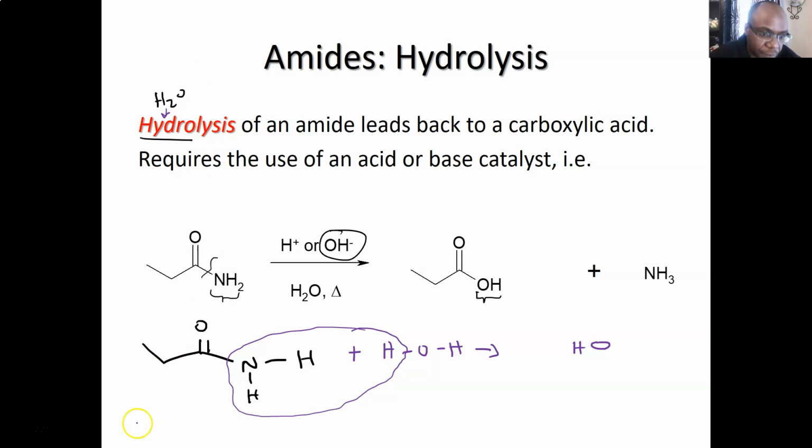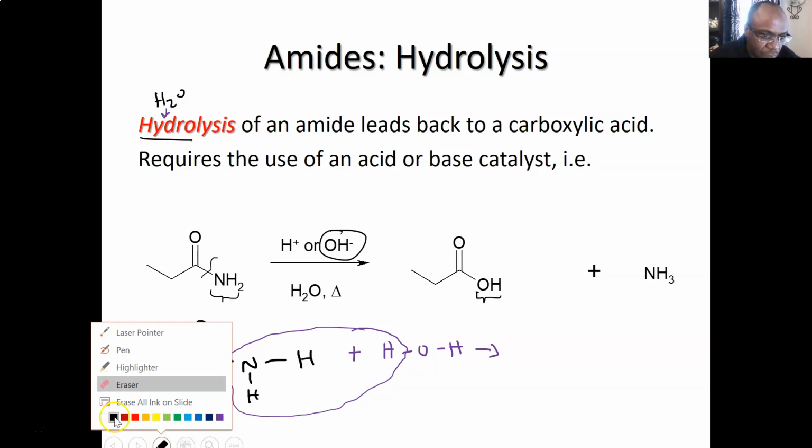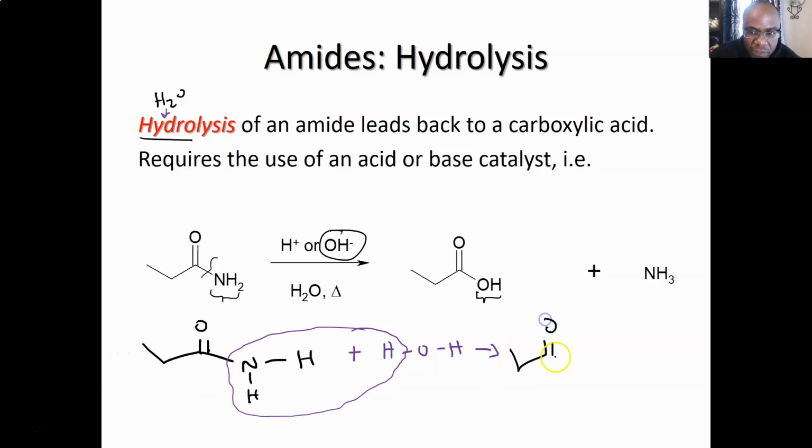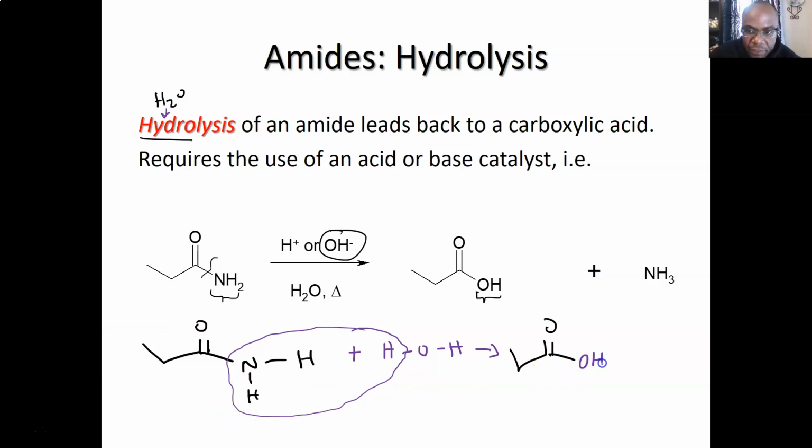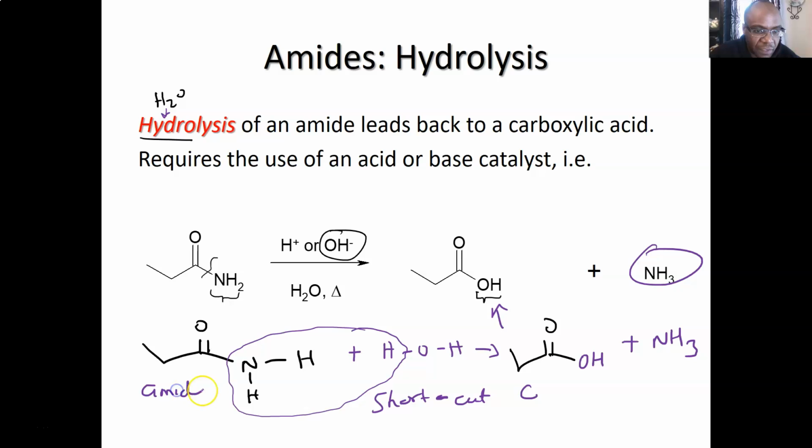So OH replaces NH2, so I would draw what's joined, that bond is bonded to OH. So whatever is circled, NH2 plus H, will be lost as ammonia. So that will be the shortcut of hydrolysis of amides to carboxylic acids. So you will have converted your amide to a carboxylic acid.